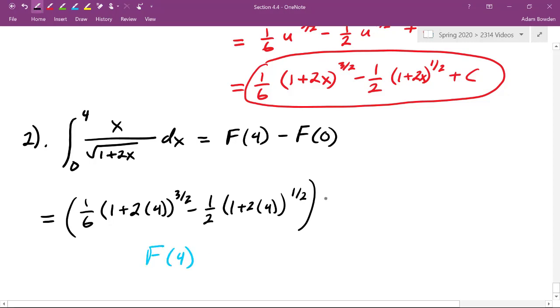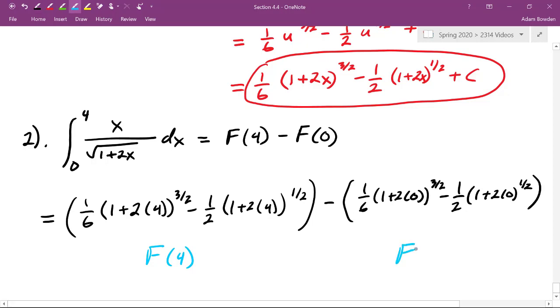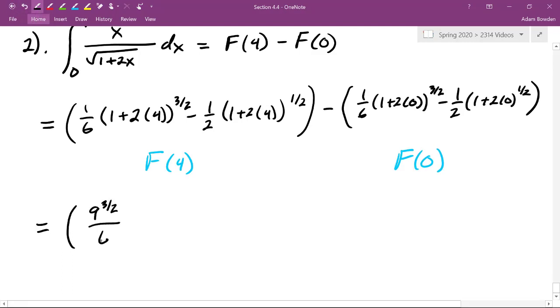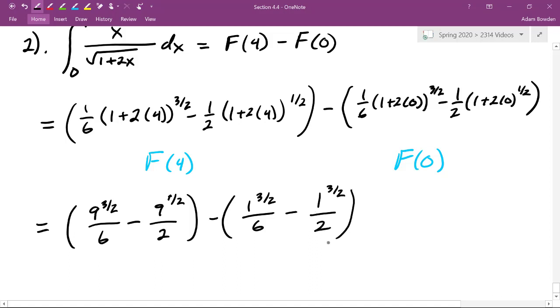And then we plug in the 0. 1/6 times 1 plus 2 times 0 raised to the 3/2 power minus 1/2 times 1 plus 2 times 0 raised to the 1/2 power. Okay, and so what we're going to get here is looking like 9 to the 3/2 power divided by 6 minus 9 to the 1/2 power divided by 2 minus 1 to the 3/2 power divided by 6 minus 1 to the 1/2 power divided by 2.